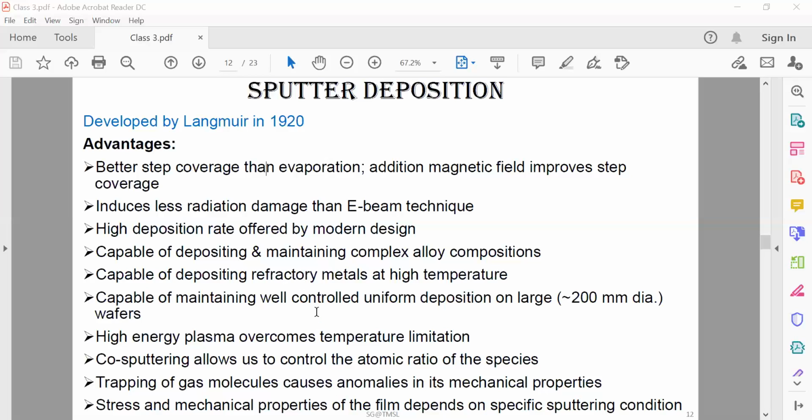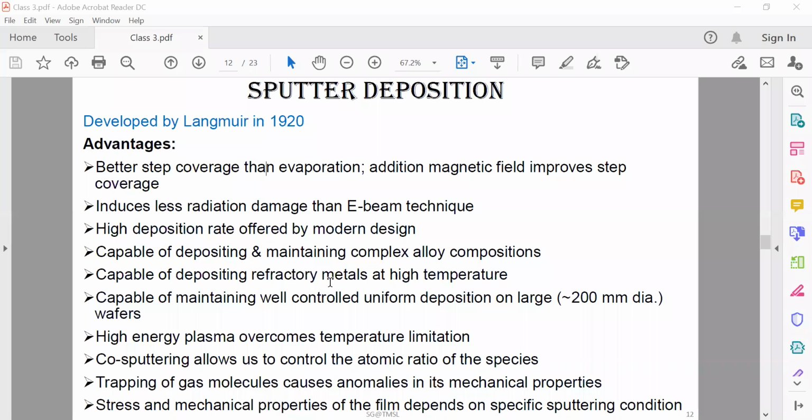It is capable of depositing and maintaining complex alloy composition, capable of depositing refractory metals at high temperature, and capable of maintaining well-controlled uniform deposition on large wafers. Refractory metal capability is a unique thing, because the basic principle of sputtering is that you create certain ions. The ions are accelerated, which are positive ions, not an electron beam.